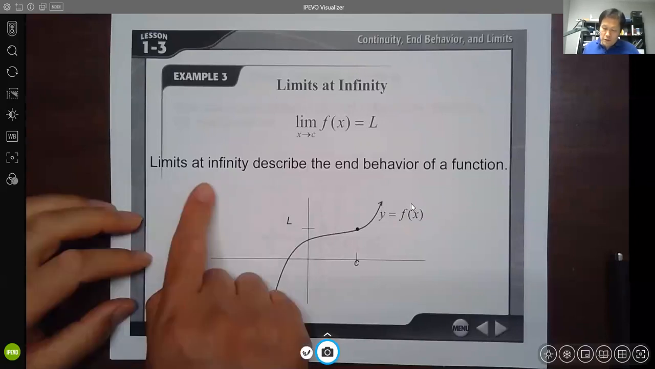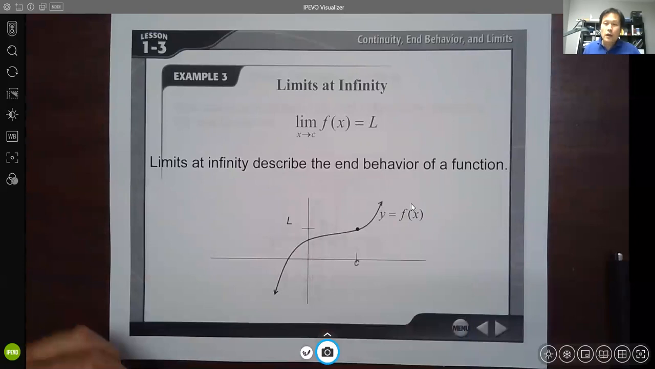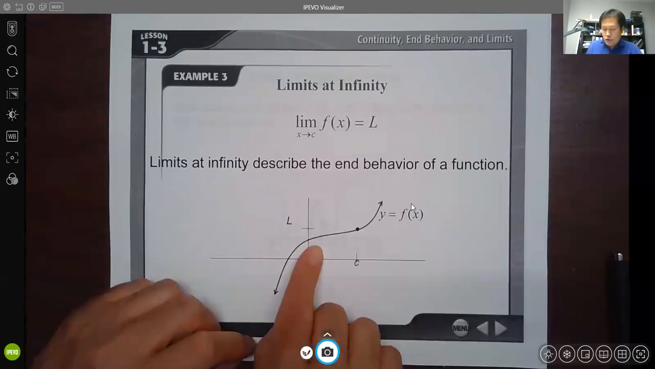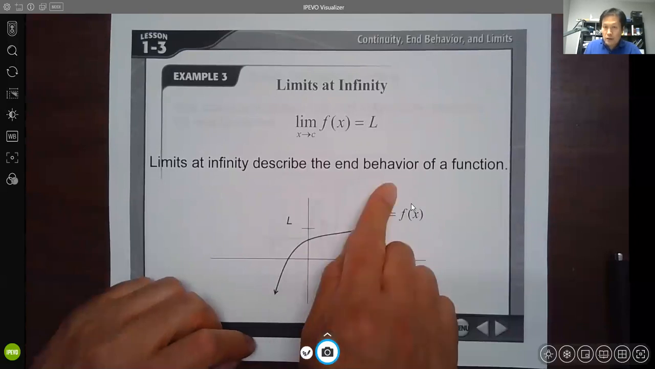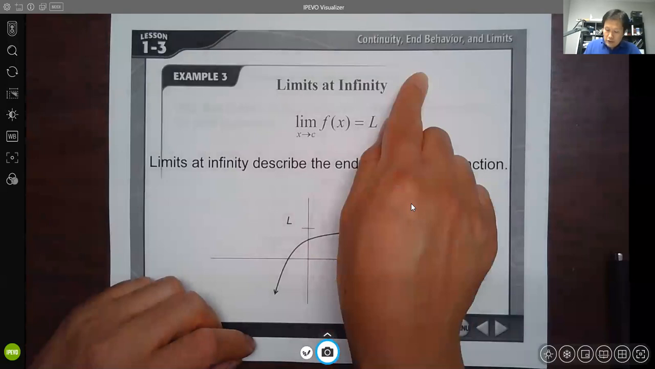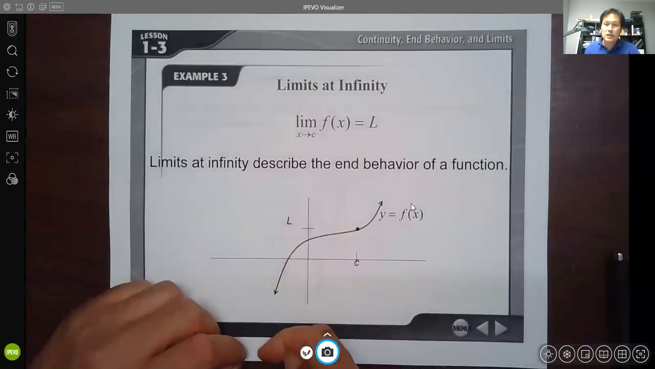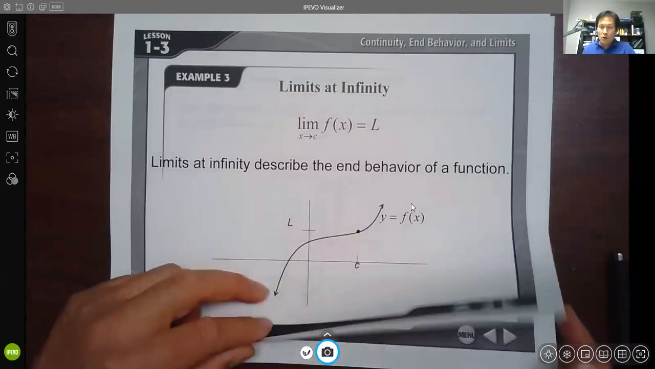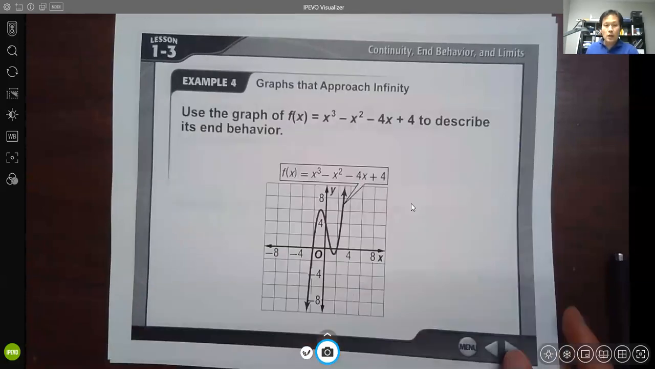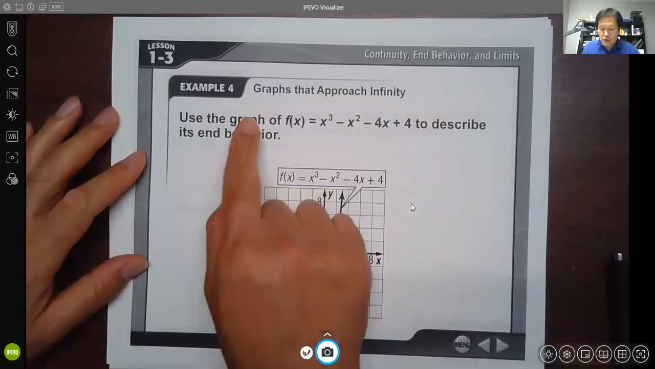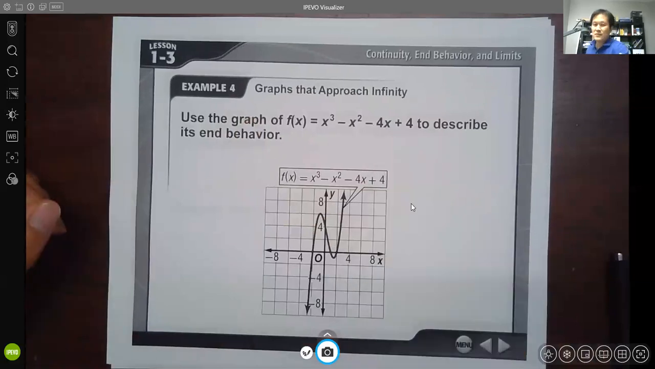Okay, limit at infinity describes the end behavior of a function. End behavior means as you move to the right, what happens to the y? Increases. As you move to the left, what happens to the y? Decreases. That's what I mean by end behavior. You learned that from Algebra 1 and Algebra 2. Use the graph to describe its end behavior. Very simple.